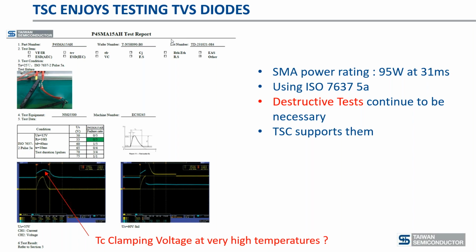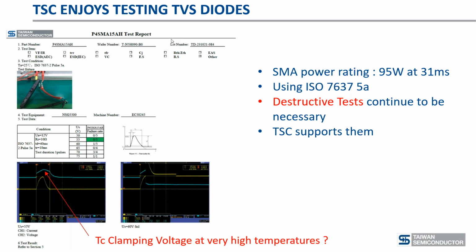So destructive tests can be helpful for certain pulses, and we actually support them. Just a little tip: on the bottom, you see the TVS clamping voltage at a very high temperature. We can also supply this on demand. Some of our data sheets have the temperature coefficients, some of them don't, but we can always supply them upon demand. Obviously the question is, as these things in pulses go well over 175 degrees C, what is going to be the real clamping voltage? What's going to be the real junction temperature? It's not so easy to determine sometimes.